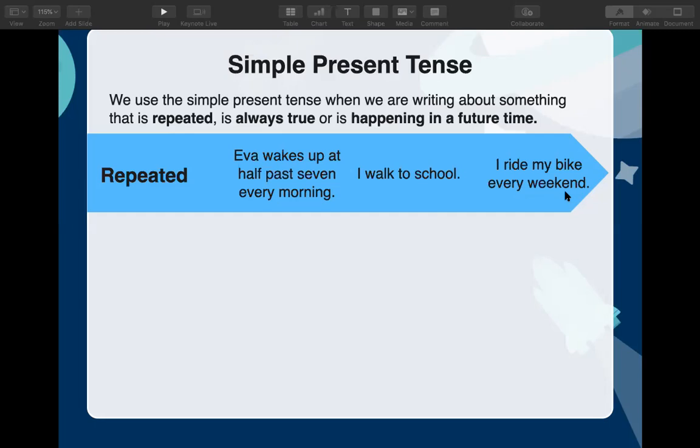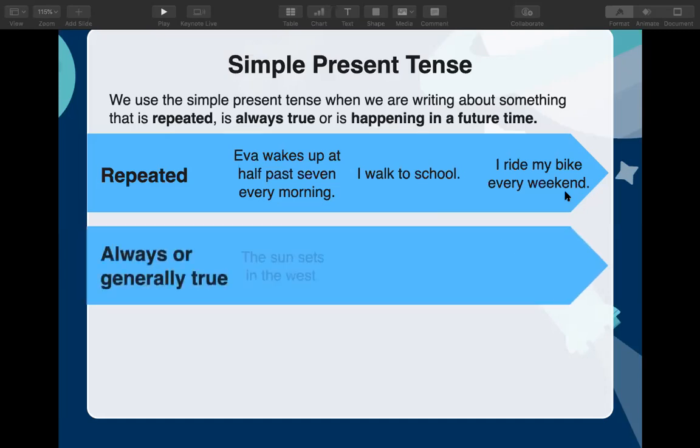All right, let's look at another example. For always true. Yes, general facts or something that is always true. The sun sets in the west. The sun goes down in the west. All right. I speak English. That is a general truth. Es un hecho. They live in a city, or you live in a city. Ustedes viven en una ciudad. Esos tres ejemplos son hechos.